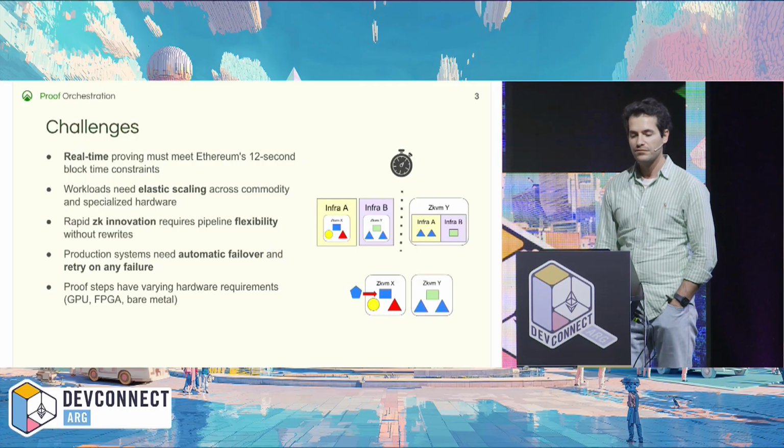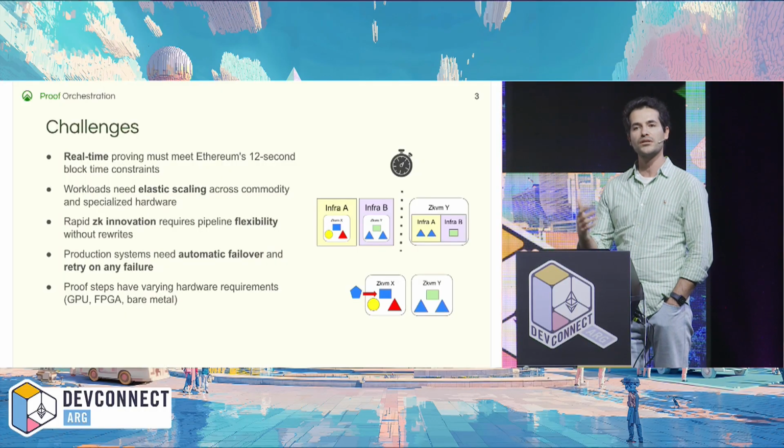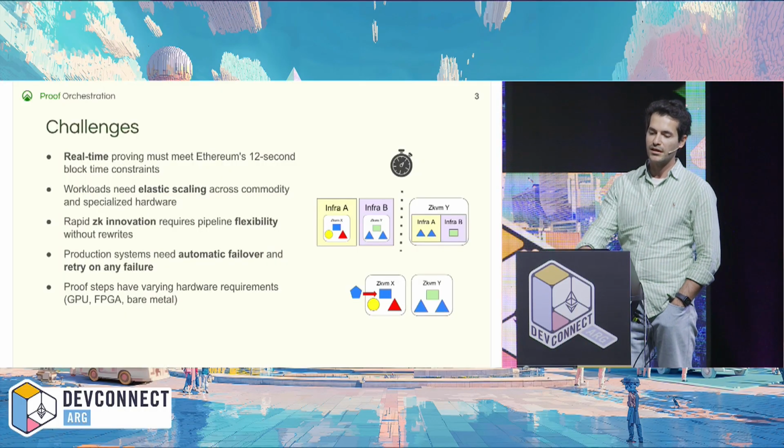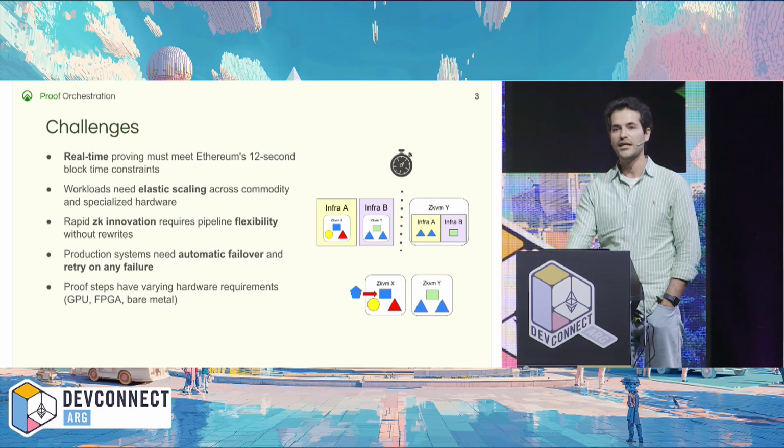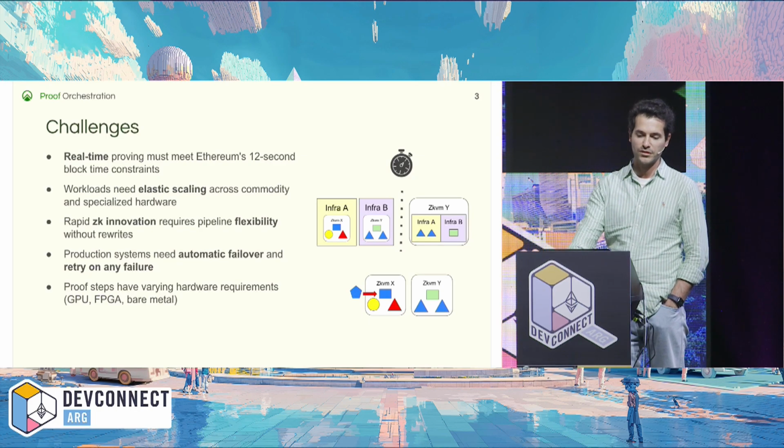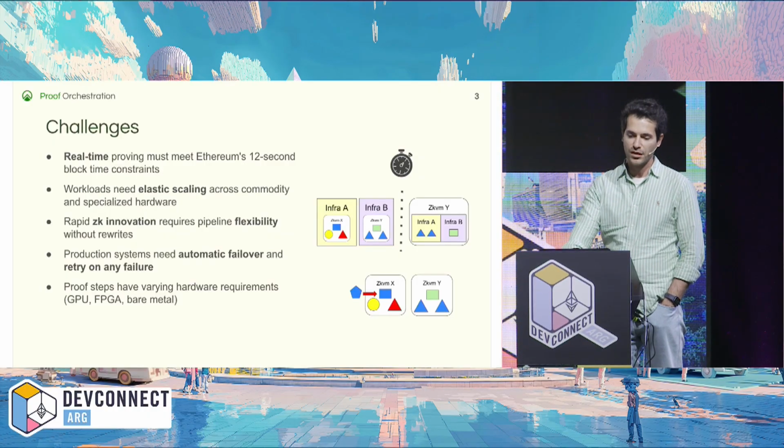Another thing we have seen when we run the orchestrator in production is failure. Any piece in the system can fail. So a good production system needs to be able to deal with failures. And the last one is being able to run on different hardware.